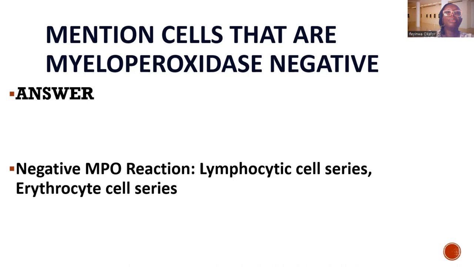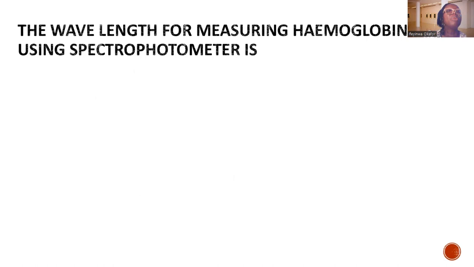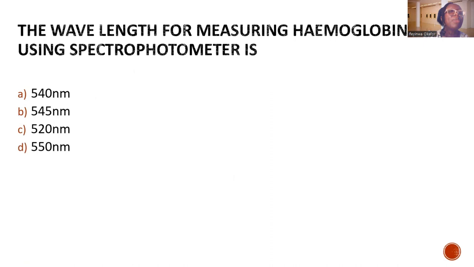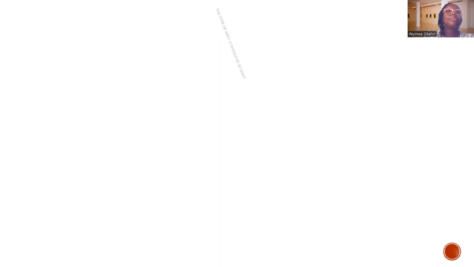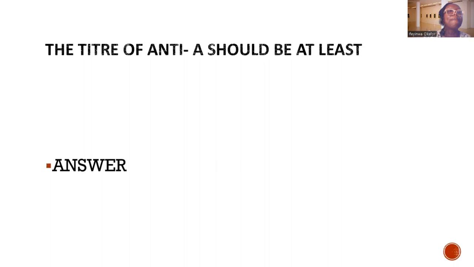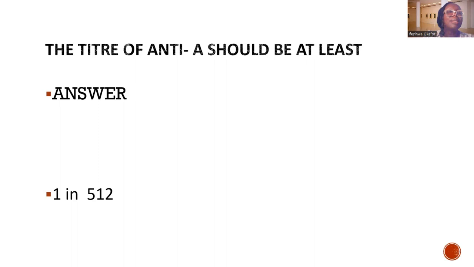The wavelength for measuring hemoglobin using a spectrophotometer is A, 540 nanometer, 545 nanometer, 520 nanometer, 550 nanometer, or 440 nanometer. Answer is A, 540 nanometer. The titer of anti-A should be at least 1 in 512.